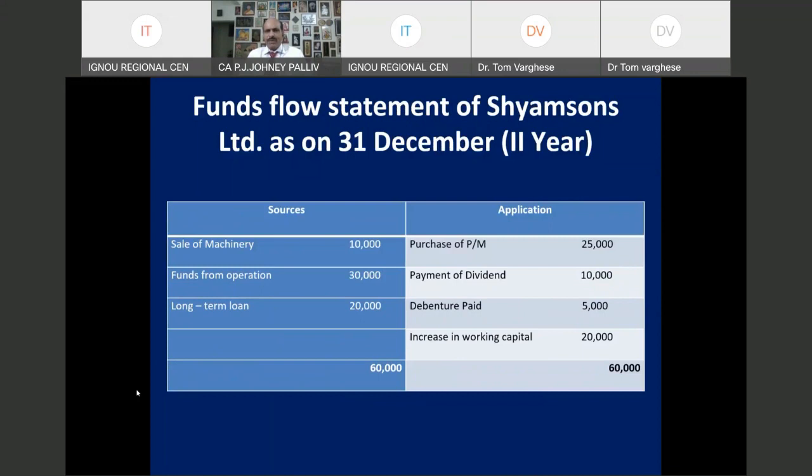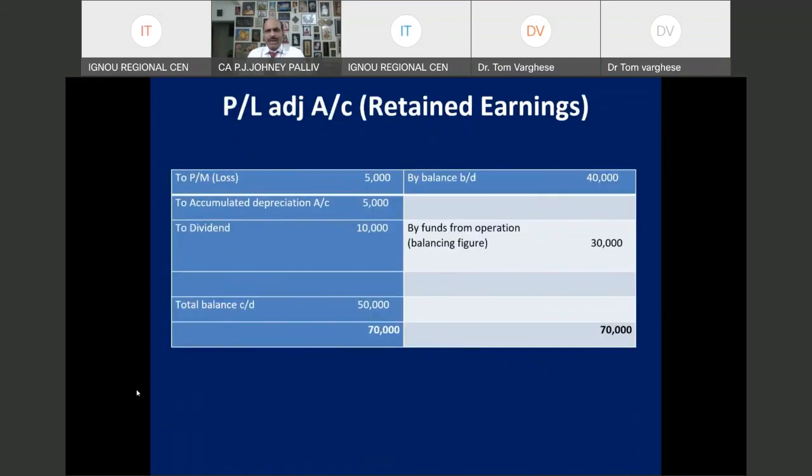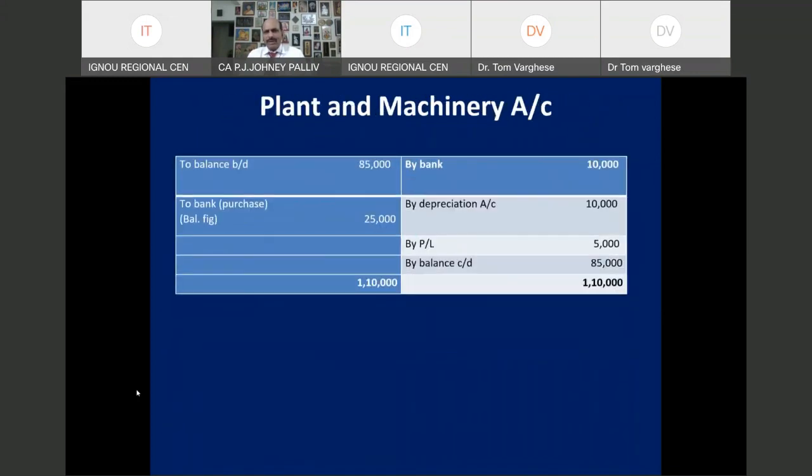Therefore, 10 plus 10 plus 5 is equal to 25,000. That 25,000 is tallied with the plant and machinery account 10 plus 10 plus 5. This is what is called Newton's third law, my dear friends. To every action, there is an equal and opposite reaction. To every debit, there is an equal and opposite credit. In the plant and machinery, you can see 10 plus 10 plus 5, 25,000 credit. And in the accumulated depreciation account, in the statement of sources of funds, and in the retained earnings, 10 plus 10 plus 5 is equal to 25,000.